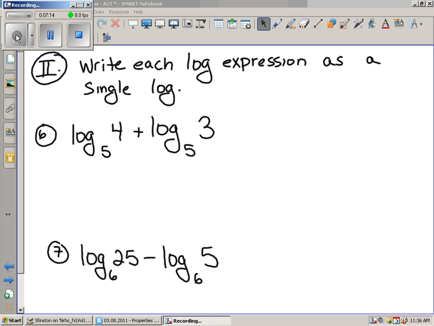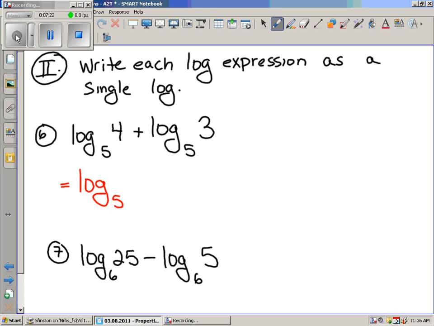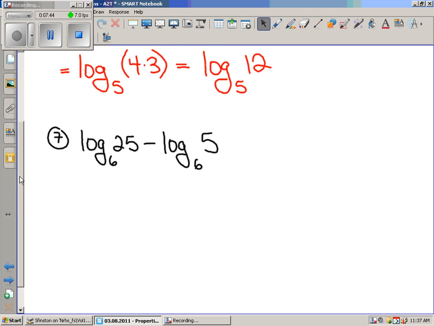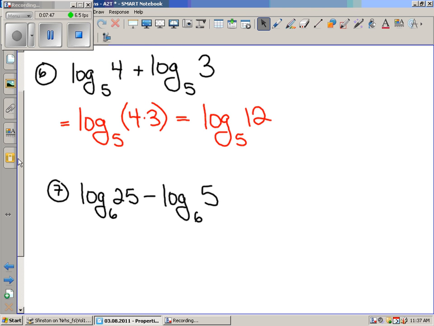Henry, how do you do this first one? Good. What do you think? It's log 512 because we were multiplying the 4 times the 3. No. When they are separated by addition, you take the two numbers right here and multiply them to get 12. That brings up the interesting point: what's the opposite of addition? Subtraction.